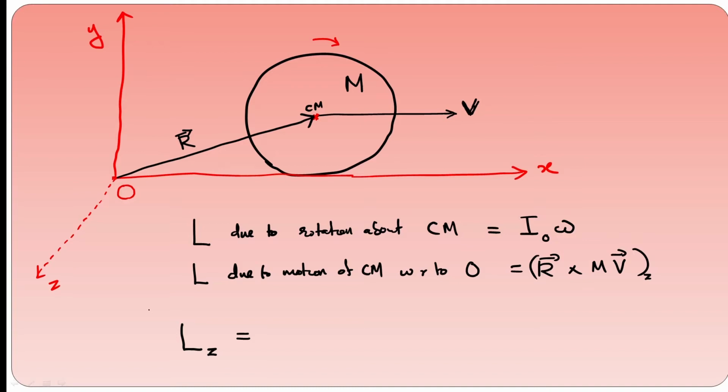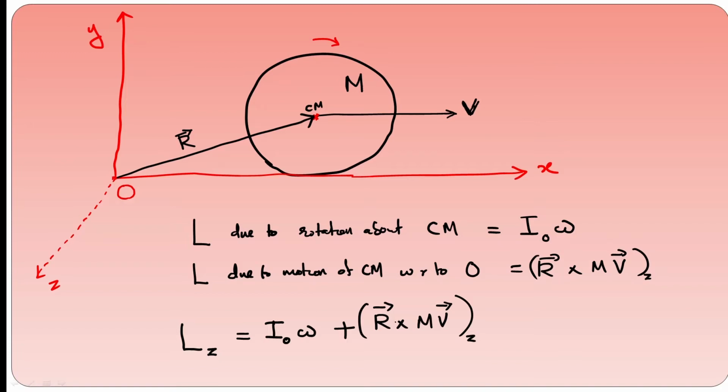You can write Lz equal to I0 omega plus R cross MV. This will be in the Z direction.